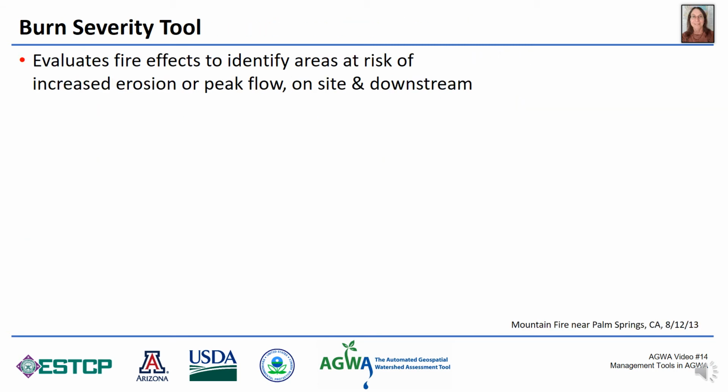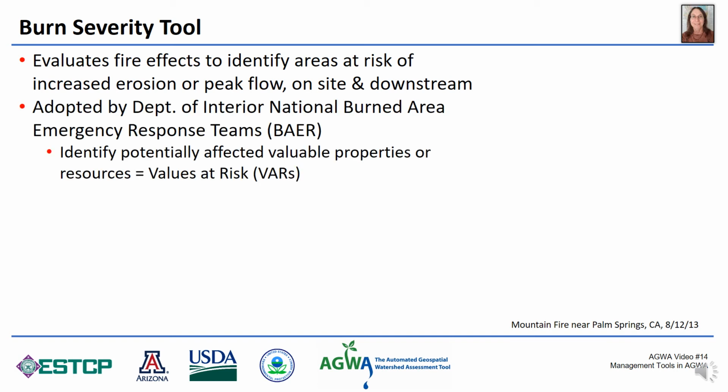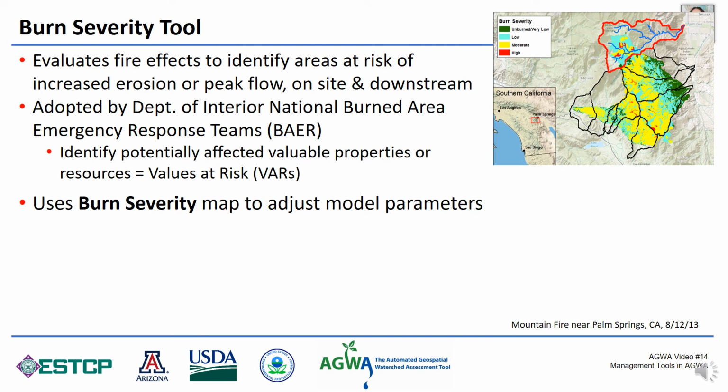The burn severity tool is used to evaluate the hydrologic effects of fire to identify areas at risk of increased erosion or peak flows on site and downstream. The tool has been adopted by the Department of Interior National Burned Area Emergency Response Teams, known as the BAER teams, where it's used to identify potentially affected valuable properties or resources called values at risk, or VARs. The burn severity tool uses a burn severity map to adjust model parameters based on the severity of the fire: low, moderate, and high severity.